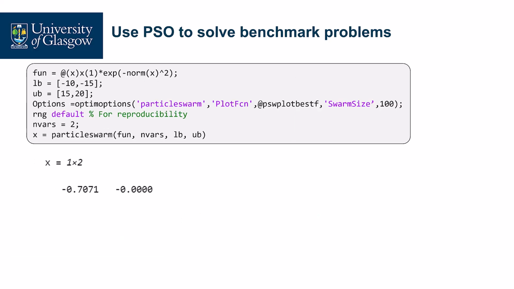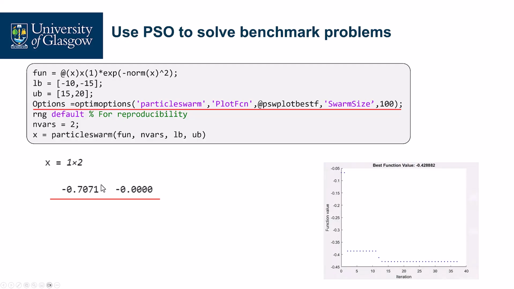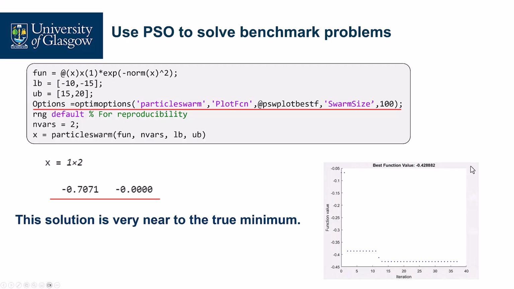Then we can look at the third implementation. What am I doing? I put optimal options to set the plot function for this algorithm, which means the convergence curve will be plotted. I also set the swarm size to be 100, right? After this implementation, the result is very good, very near to the global minimum solution, and the convergence curve is plotted here. The best function value is also very near to the global minimum.